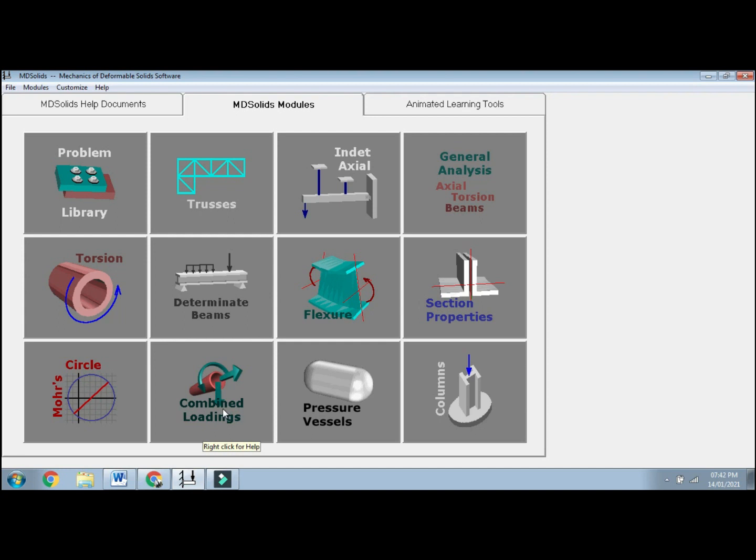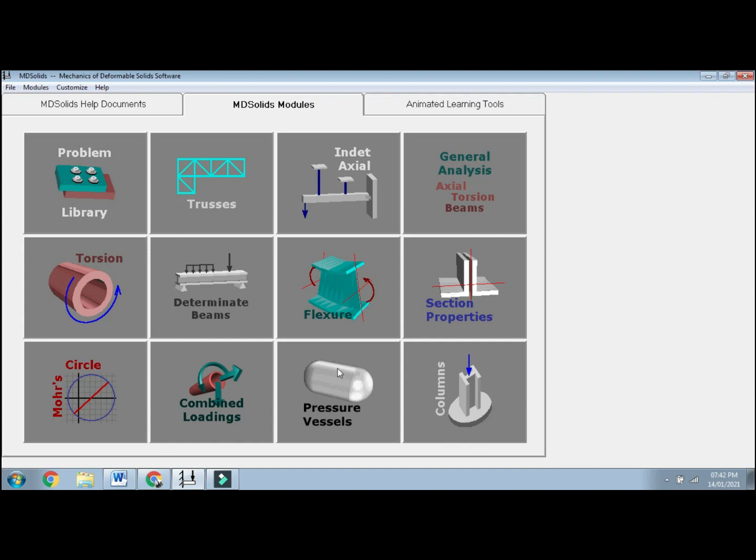which, as I've told you before, means that you have more than one loading acting on your system, and that is called an example of combined loading. Then the pressure vessel systems, very much important in stress analysis. You have already studied machine design, EMD1, EMD2, and pressure vessel design is also very important in solid mechanics, and then columns.